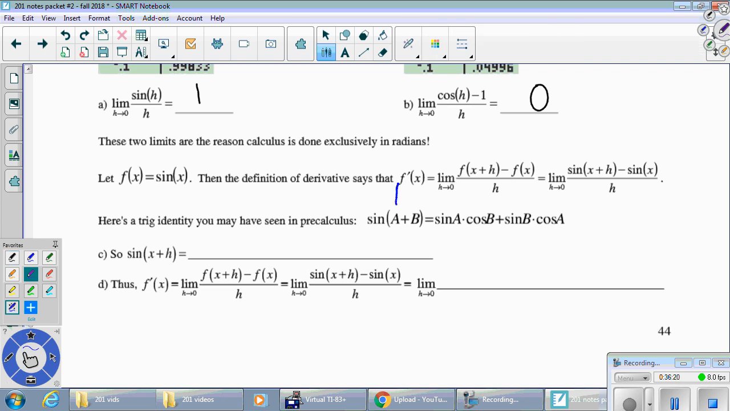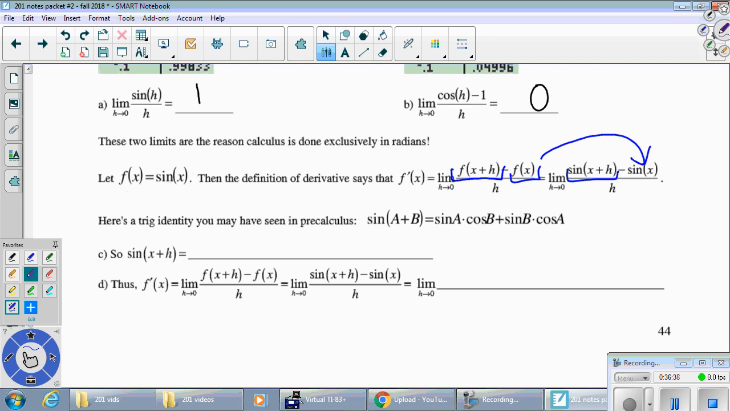Okay, we know the definition of the derivative. We saw this a while back in this course. Limit as h approaches 0, f of x plus h minus f of x, all over h. So in our case, the f of x is sine of x, and so f of x plus h is sine of x plus h. And then f of x is just copied here, sine of x.